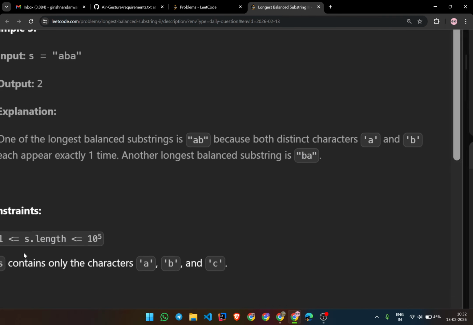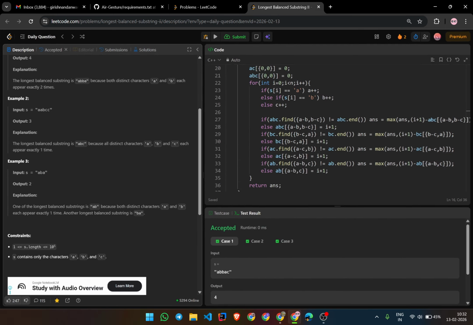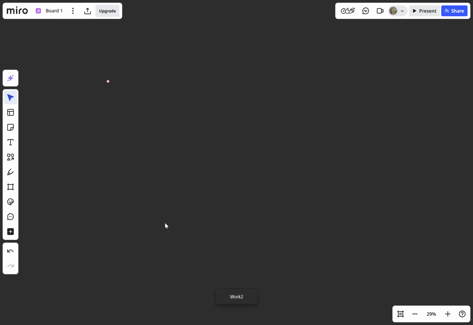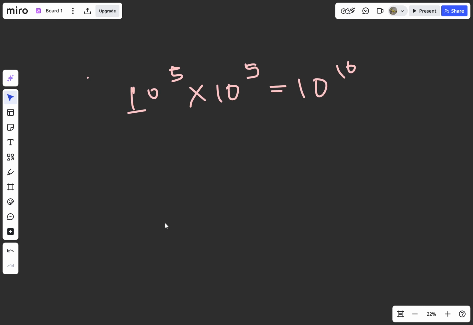So let's see the constraints. The length of the string can be up to 10 to the power 5, and only the three characters A, B and C are present. If the length is 10 to the power 5, then applying an n square approach goes up to 10 to the power 10, which is not possible for our constraints. So we cannot apply an n square approach here.